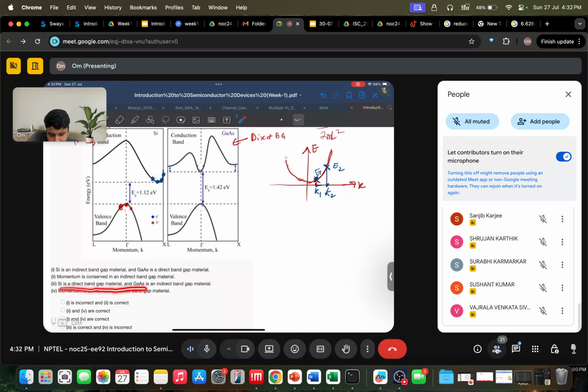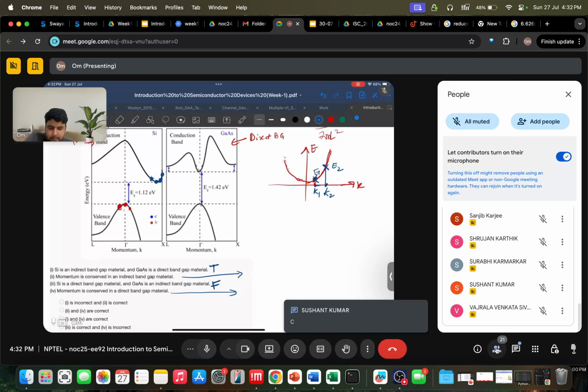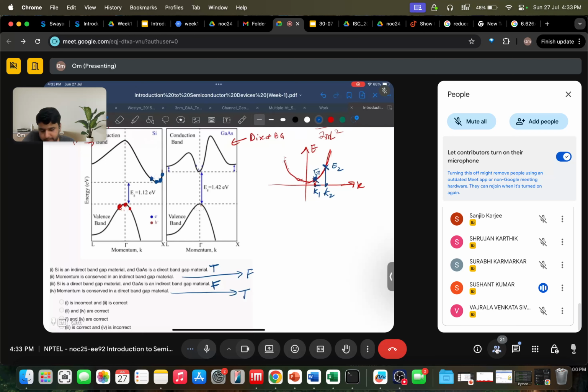Momentum is conserved in indirect bandgap material. Silicon is a direct bandgap material. Gallium arsenide is indirect. Momentum is conserved in direct. So, the first one is true for sure. The second one is false for sure. The third one is false. What is the second one and what is the last one? Which among them is true? 1 and 4 are correct. Right. This is true and this is false. So option C.